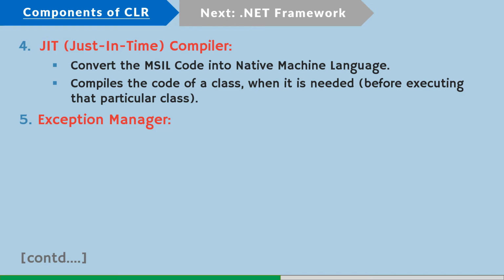But the JIT compiler will not compile the complete source code of IL into native machine language at a time. It will convert the source code which is loaded by the class loader. For example, we have created an object of the Employee class, then only the class loader component loads the Employee class into memory. Then only the JIT compiler will convert that Employee class into native machine language. And then the same class will be executed.